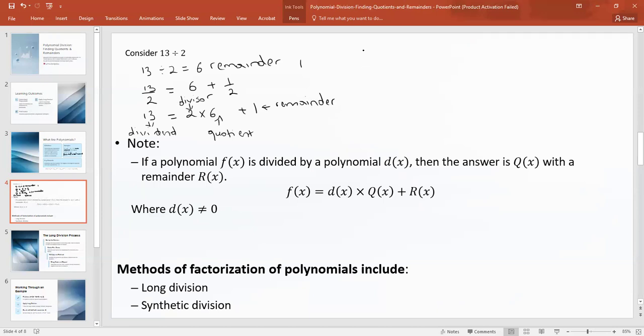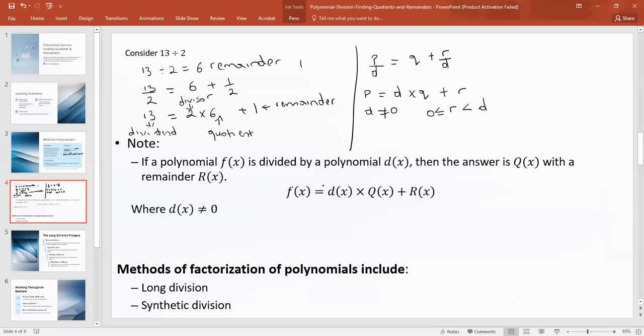Based on this, we can bring up a rule for division. If we have an integer p divided by another integer, let's say d, the answer would be the quotient plus the remainder divided by the divisor d. Alternatively, we can write it as p equals d, the divisor, times the quotient plus the remainder r, whereby the divisor is different from 0 and r is greater than or equal to 0 but less than the divisor d.